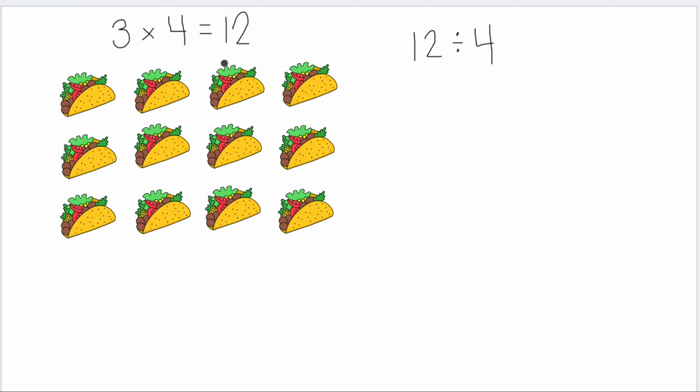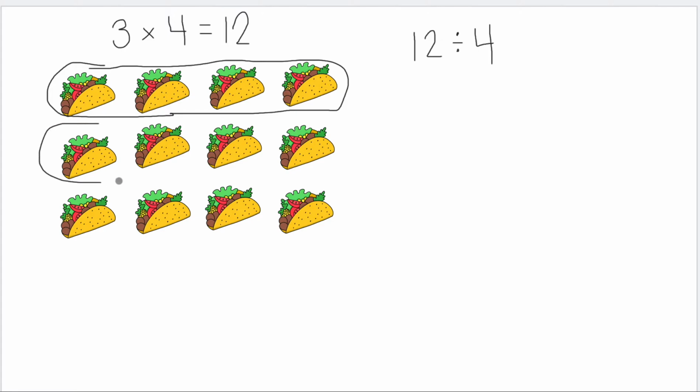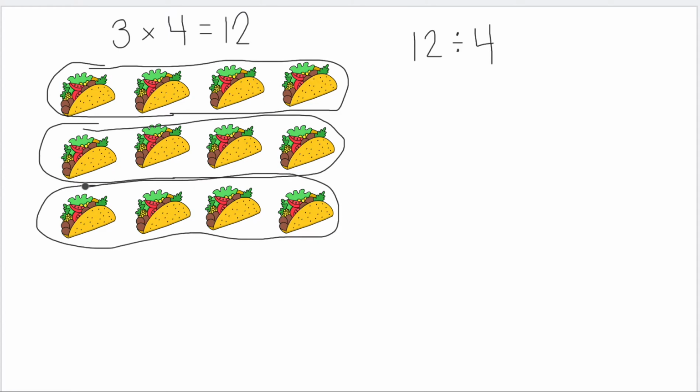And here are 12 tacos. So let's divide those 12 tacos into groups of 4. Here's one group of 4. Two groups of 4. All right, so we were able to make 1, 2, 3 equal groups. 12 divided by 4 is 3.